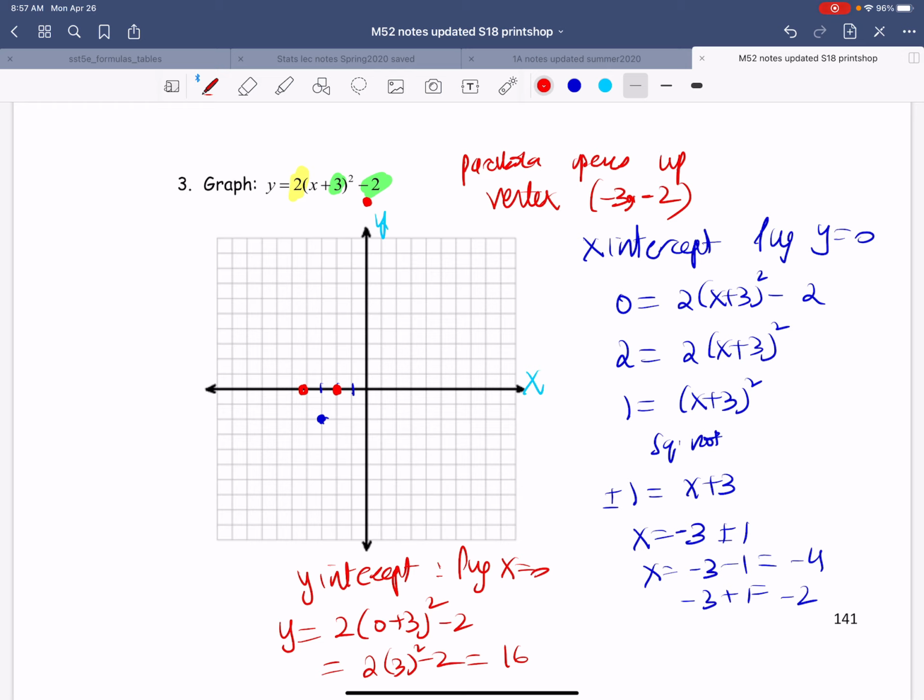Now I can use symmetry and get another point. So in the middle I have -3, -2. If I use the symmetry to get another point, this point has the coordinates 0, 16. The y will still be 16 because I'm just going horizontally, but the x, since x equals -3 is exactly in the middle, is going to be -6. All right.